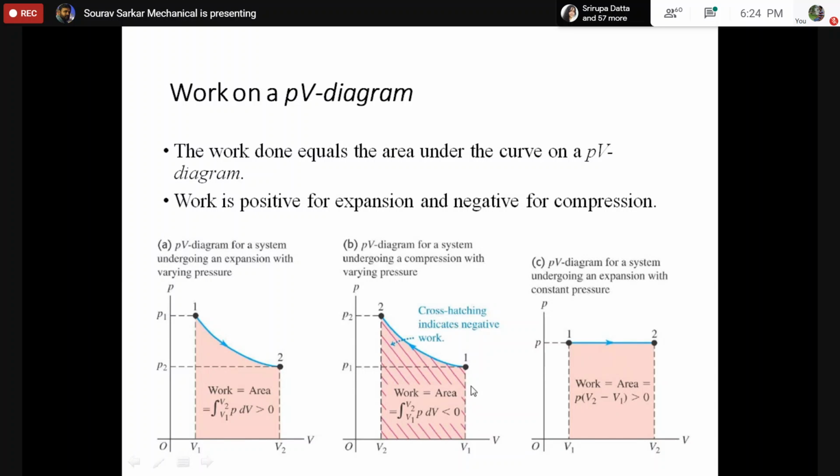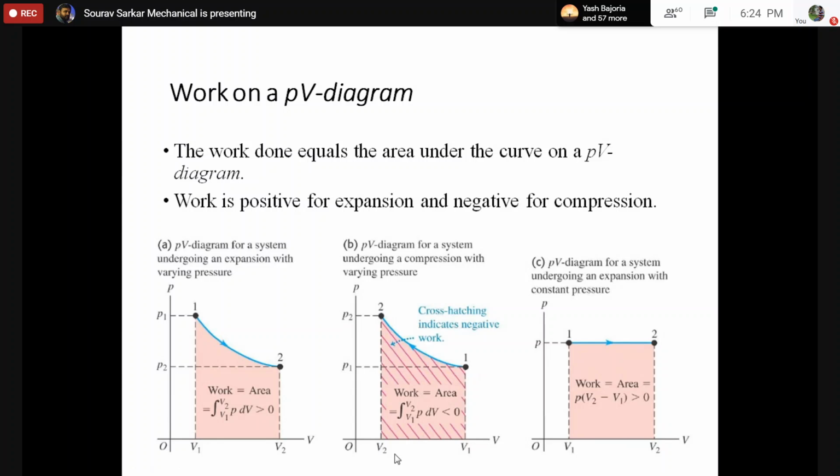Now, if I think about 1 as my initial point and I am compressing the gas, what is happening? The volume is reducing, and as the volume is reducing, the pressure is also rising. Due to this, I am moving from a higher volume to a lower volume. So this is a negative work. Is that right?